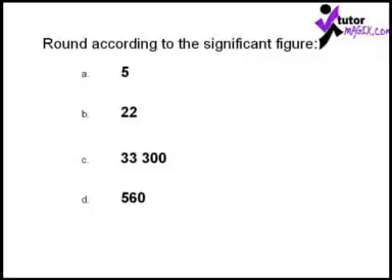Normally when we are told to round, we are told to round to the nearest 10, 100 or 1000 or something like that. So when we are now told to round to the significant figure, it refers to the biggest number in terms of place value and number value.